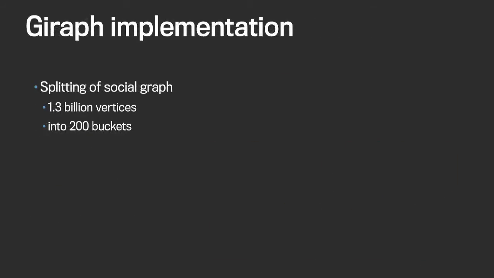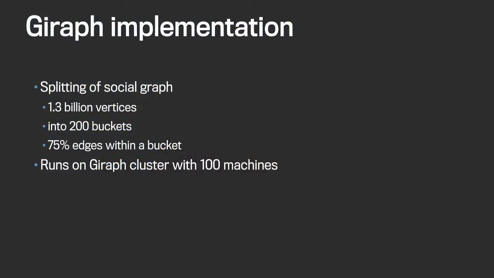So we have implemented this on top of Giraffe. We're using it for various different graphs and various different scales of number of buckets. So for example, for this particular example of the system, we used all users, which we have 1.3 billion vertices. We split them into 200 buckets. And we got around 3/4 of edges being within a bucket, and only 1/4 of edges being crossing. We are running this algorithm on top of Giraffe cluster, which has 100 machines to split this huge graph into. And it takes around 6 hours, and it needs only 30 to 50 iterations to converge to a very good state.